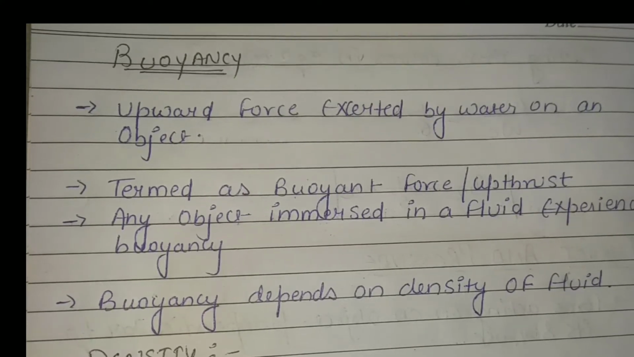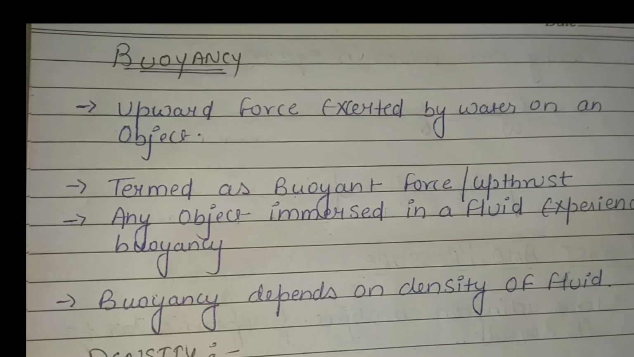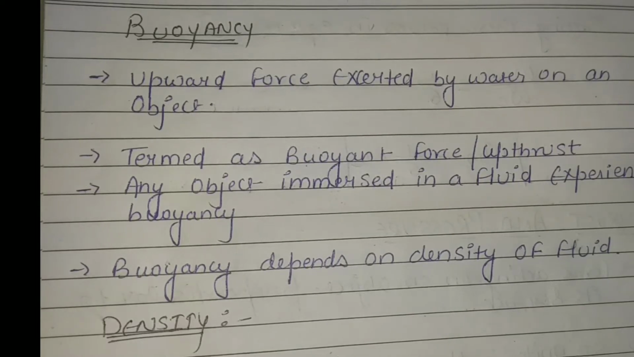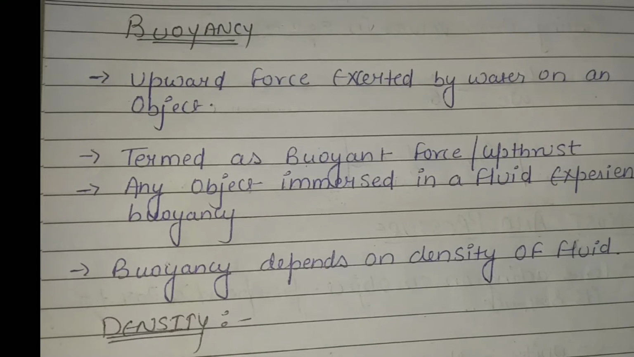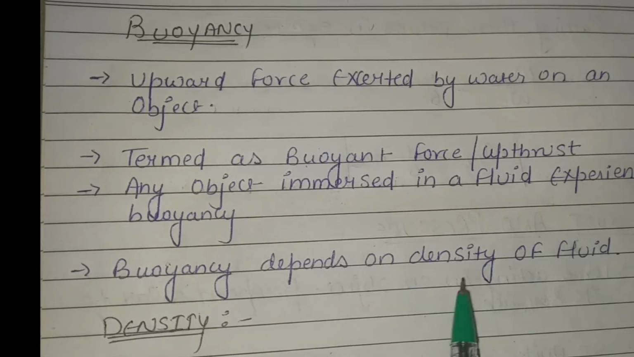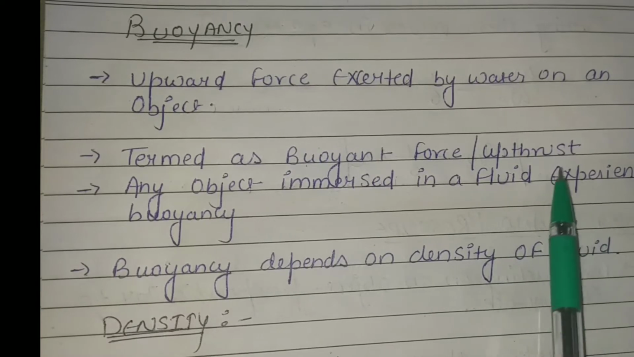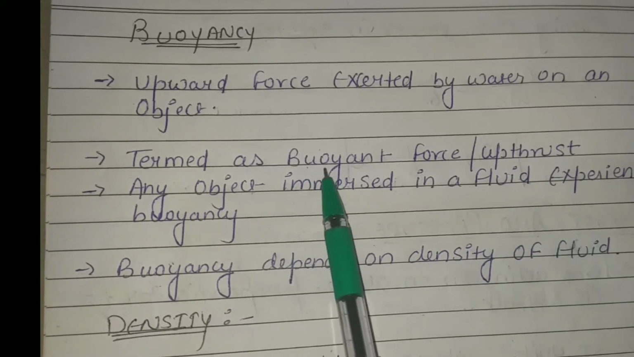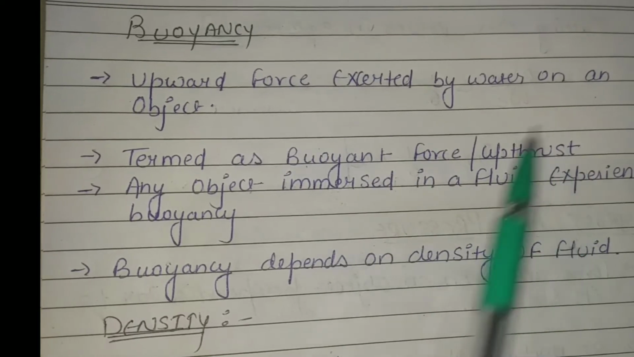These questions can be answered by taking buoyancy into consideration. Buoyancy is basically the upward force exerted by water on any object. You can take the example of a water bottle, or any paper or leaves. This is basically termed the buoyant force or upthrust force. Whatever force is exerted on that particular object is called the buoyant force or the upthrust force.